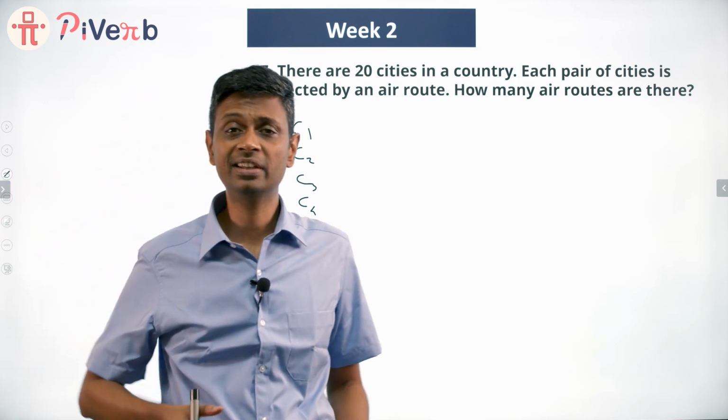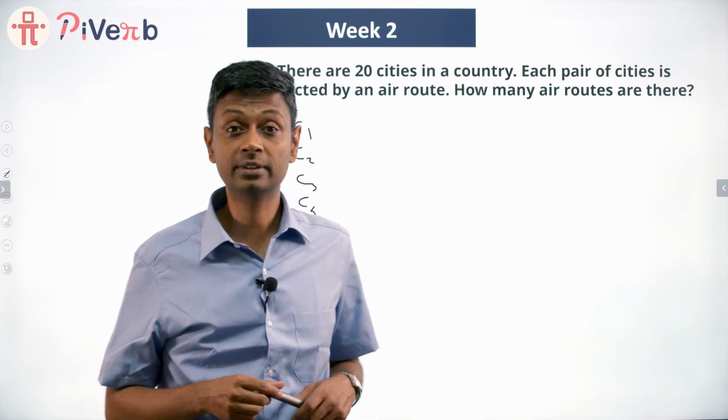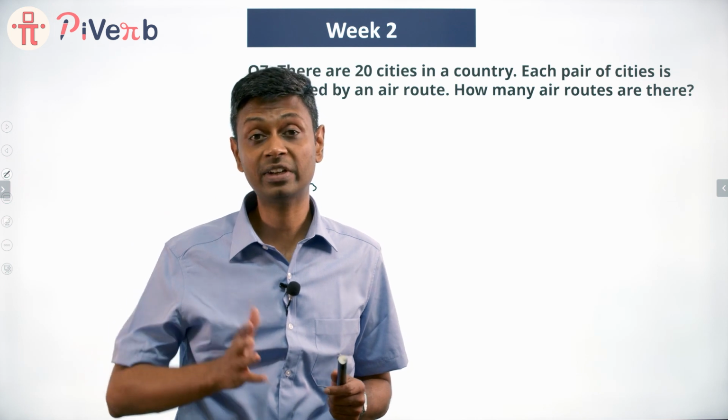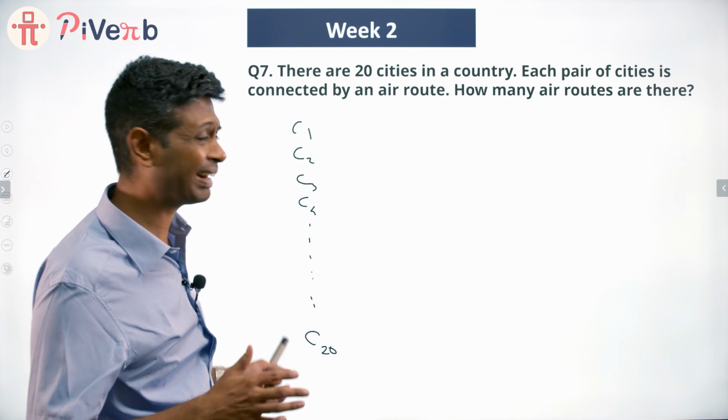So C1, C5, there is an air route. C2, C9, there is an air route. C19, C20, there is an air route. C16, C11, there is an air route. We want to count how many air routes there are. We cannot simply randomly write them.